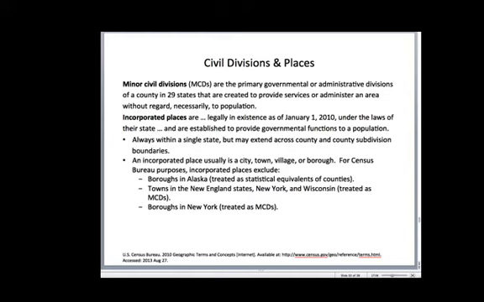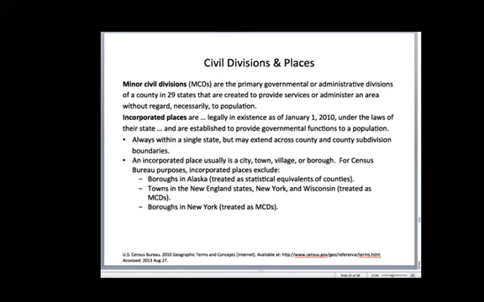Incorporated places are legally in existence as of January 1st, 2010, and are established to provide governmental functions to a population. So the minor civil divisions may or may not be set up to deal specifically with a population, whereas the incorporated places typically are, and they provide governmental functions to a population. Incorporated places are always within a single state, but they may extend across county and county subdivision boundaries. An incorporated place usually is a city, town, village, or borough.